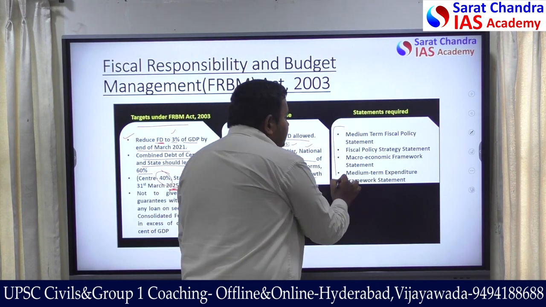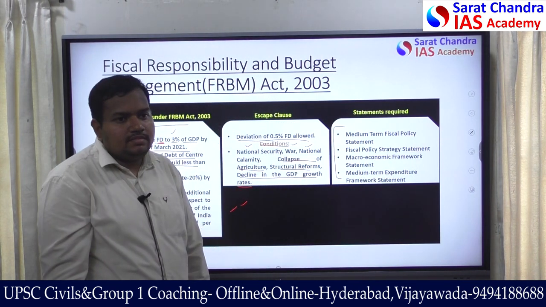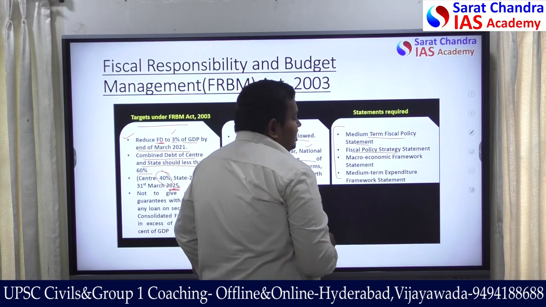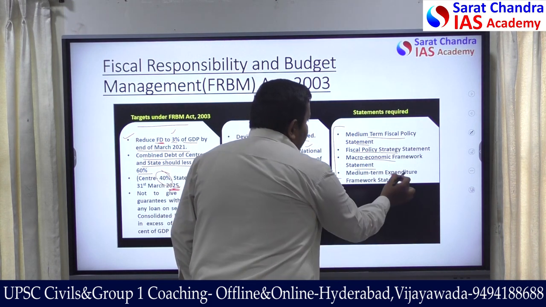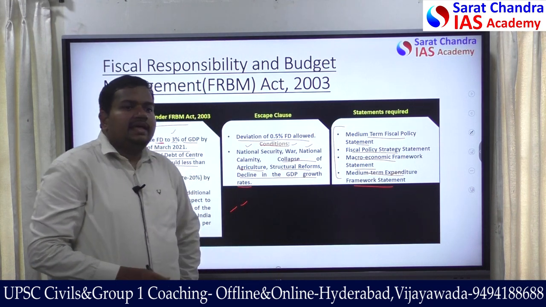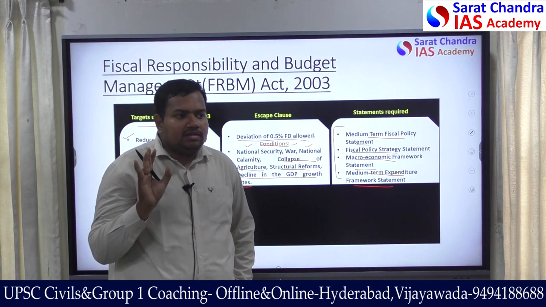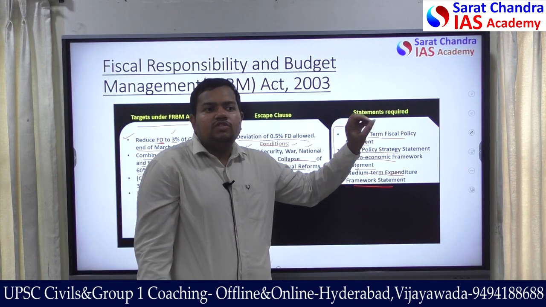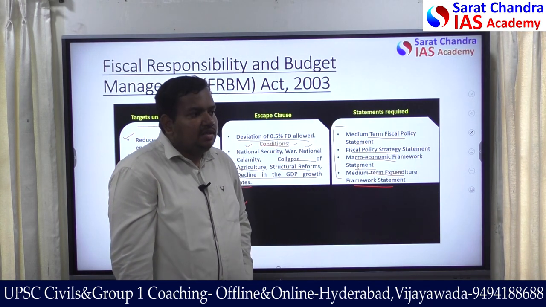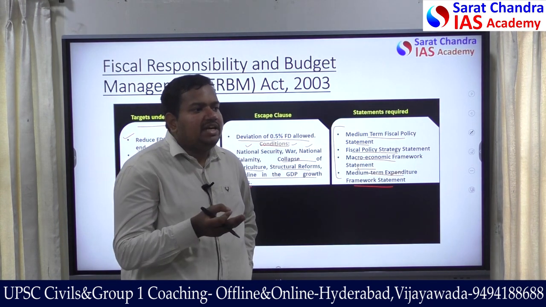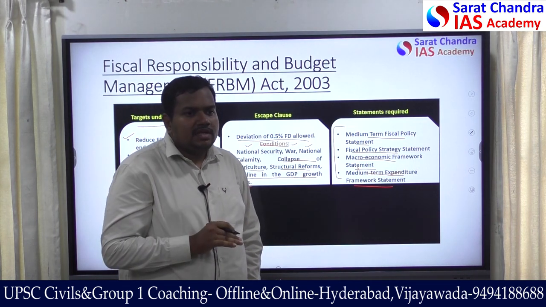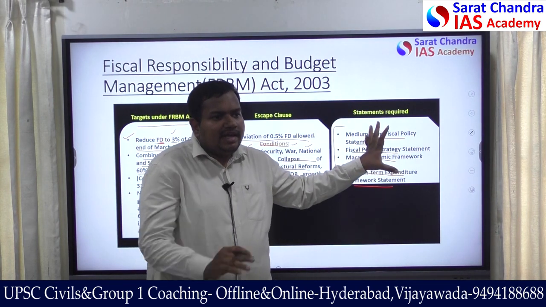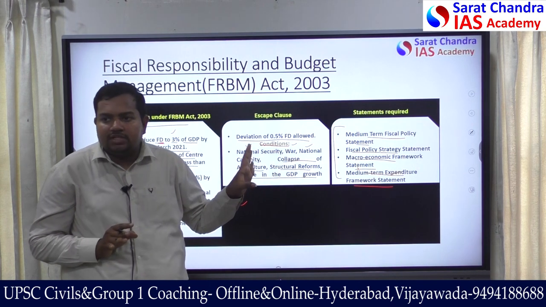Next, there are some statements that need to be published under the FRBM Act. So what are the names? Medium term fiscal policy statement, fiscal policy strategy statement, macroeconomic framework statement, medium term expenditure framework statement. In last year's prelims, there was one direct question, 2020 prelims. They have given one of these statements and they have asked under which of the following this statement is published. The options they have given: economic survey, budget, FRBM Act and something. So the answer is FRBM Act. That's why you need to remember these four names. A direct question was already asked in prelims, in 2020 prelims.